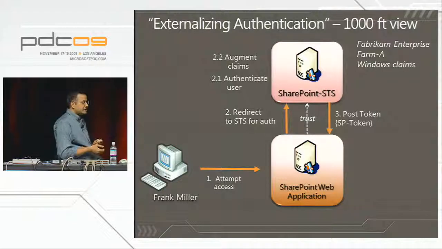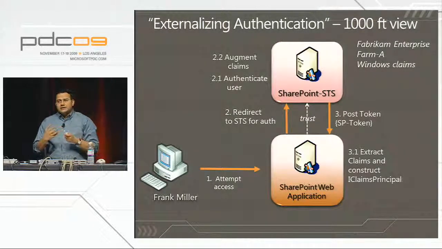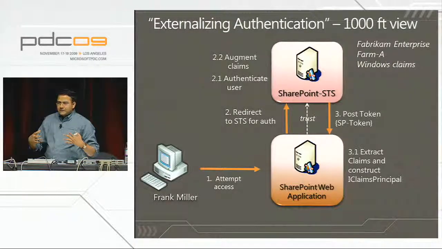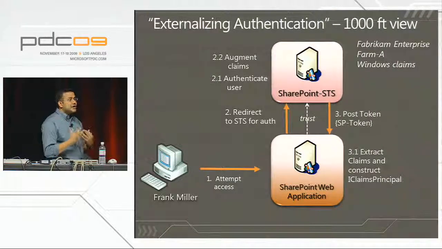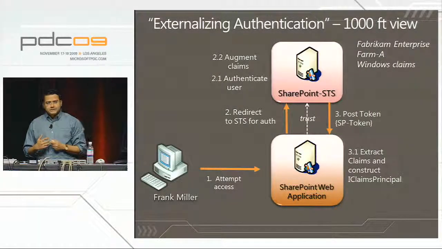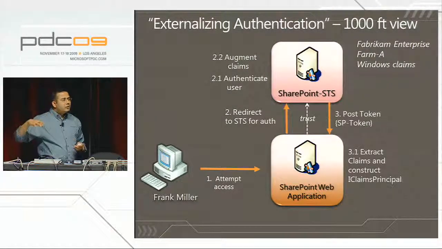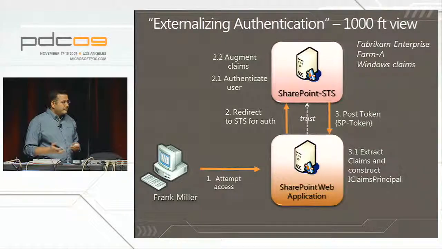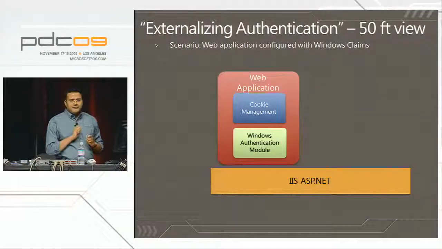I'm calling it a SharePoint token. And the web application that receives it, so the WIF piece of it, will decode the token, extract the claims from the token, and then make it available as an IClaimsPrincipal for the application. So now that's how the end-to-end flow would work behind the scenes. Okay. Let me go a little bit even deeper, a 50-foot view.